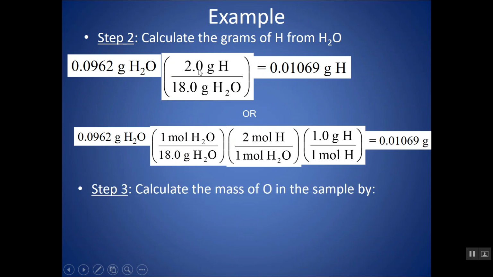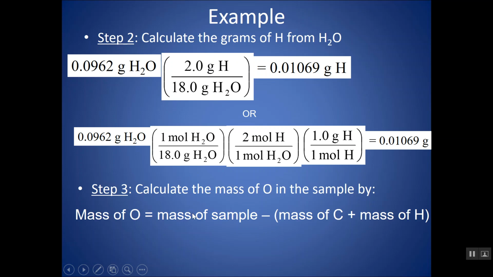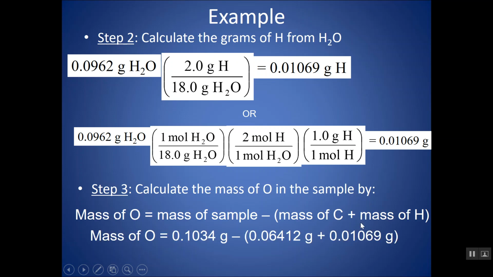Make sure you write that there's 2 grams of hydrogen for every 18 grams of H2O because there's 2 hydrogens in there. And let's see if there's any oxygen in there. I know the mass of the entire sample. I found the mass of carbon and hydrogen, and I noticed there is some oxygen in there as well.